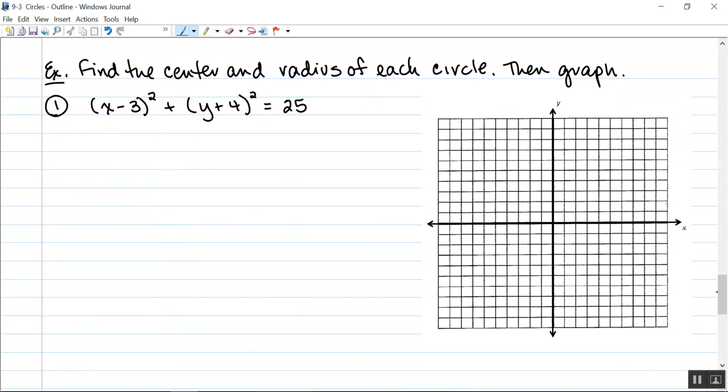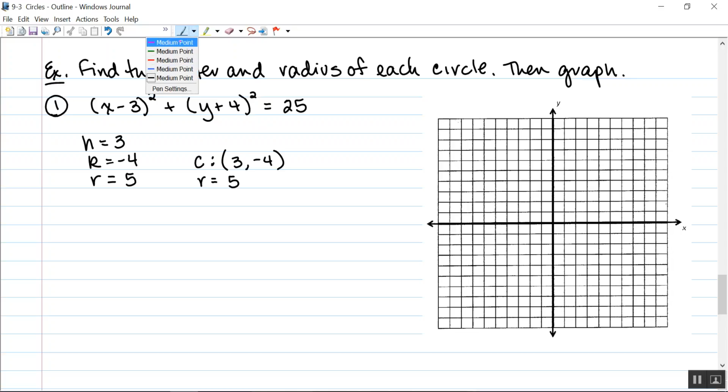Okay. This example says find the center and the radius of each circle and then graph. Looking at the equation here, I have (x minus 3) squared plus (y plus 4) squared equals 25. So my h is 3, my k is negative 4, and since 25 is r squared, r is going to be 5. So my center is the point (3, negative 4), and my radius is equal to 5.